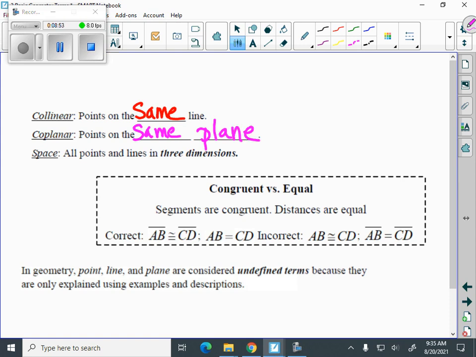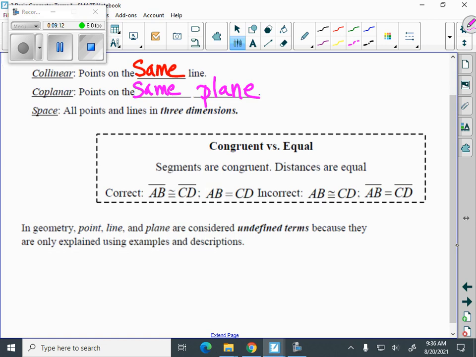And then space is all points and lines in 3 dimensions. So a couple other things to note here. I don't get too caught up in it. I should get more caught up in it than I do. But congruent here in the box is a word, and it means geometrically equal.